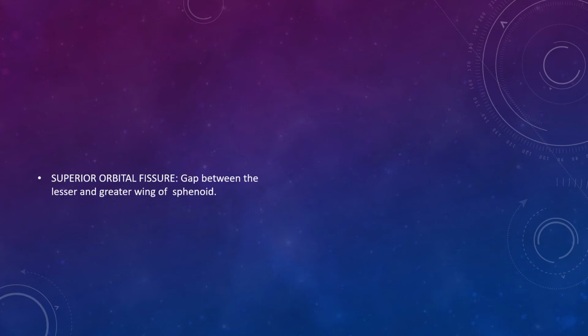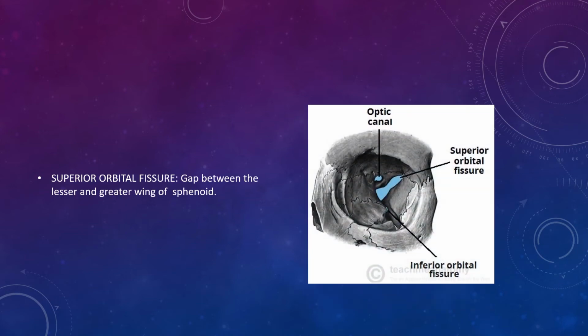Now let's talk about the most important fissure, which is the superior orbital fissure. In my previous video, we talked about how the superior orbital fissure is a gap between the lesser and the greater wing of the sphenoid. It is separated from the optic canal by this structure, and this structure is called the optic strut, right?